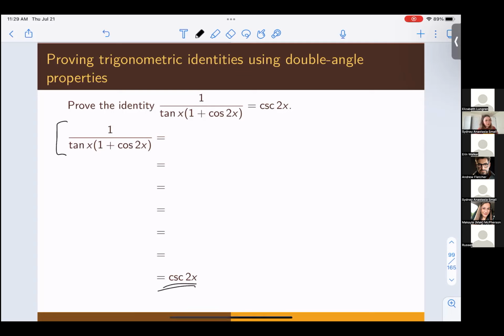Looking at this, I don't know anything about the cosecant of 2x, but I do know from the reciprocal functions that cosecant is the reciprocal function of sine. So I know right away I can rewrite this as 1 over sine of 2x. This was by reciprocal identities. Again, we have to label them as if we're reading them forwards.